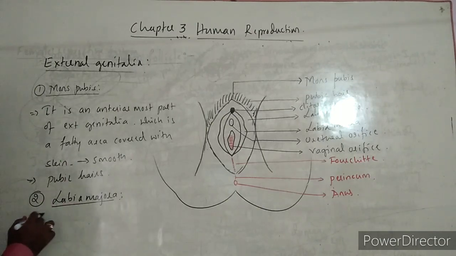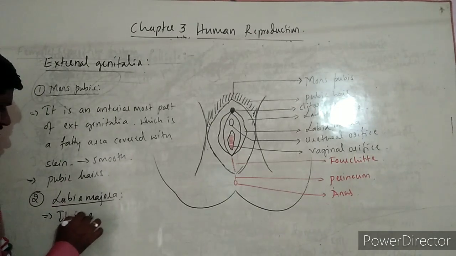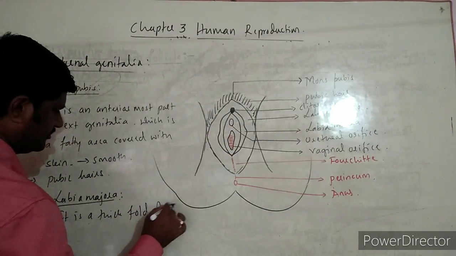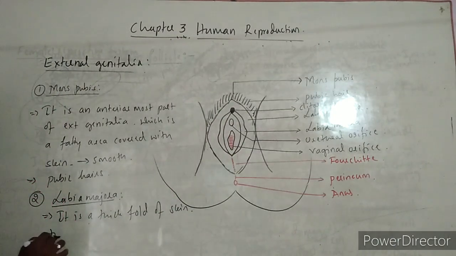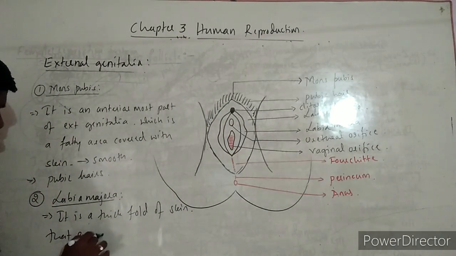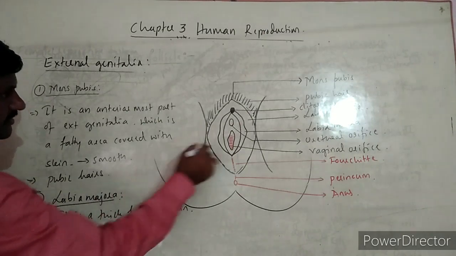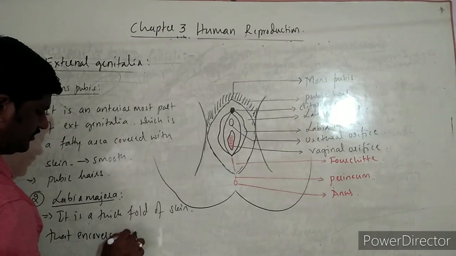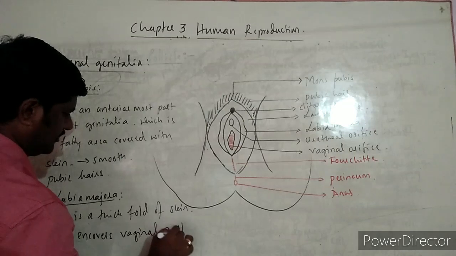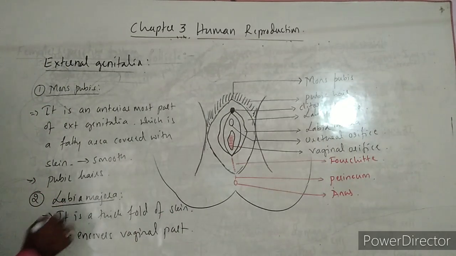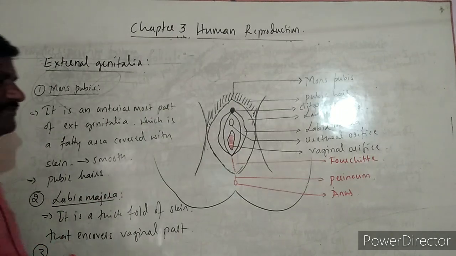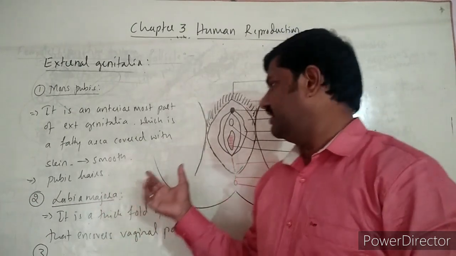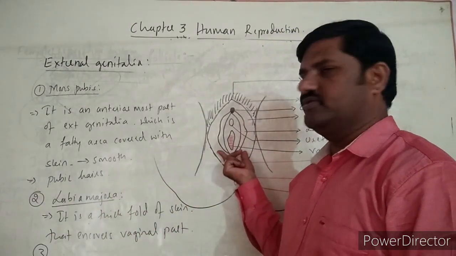So it is nothing but a thick fold of skin that uncovers the vaginal part, right? So this is labia majora, a thick, very smooth fold of the skin that we come across over here. It is called labia majora, right?